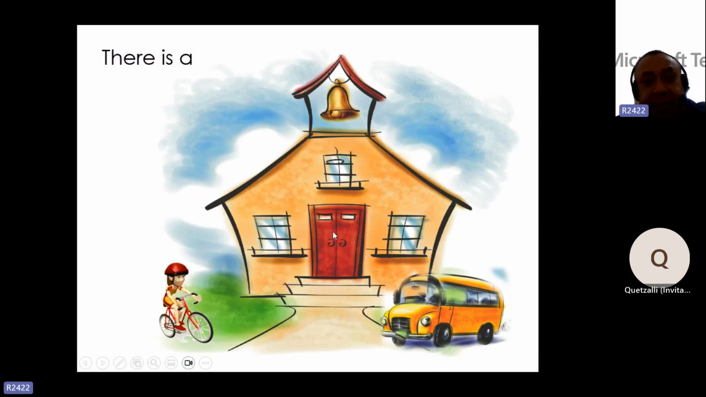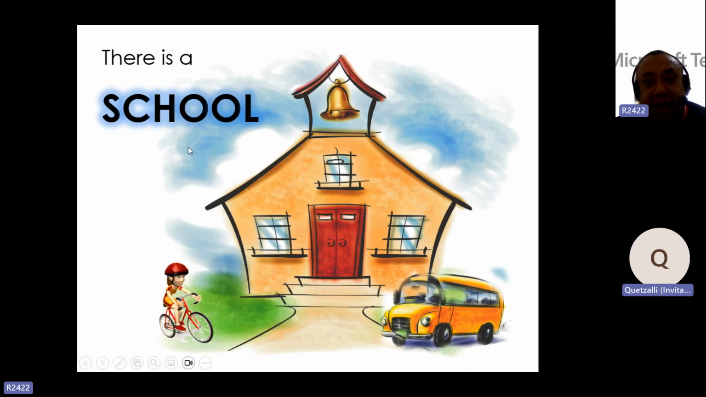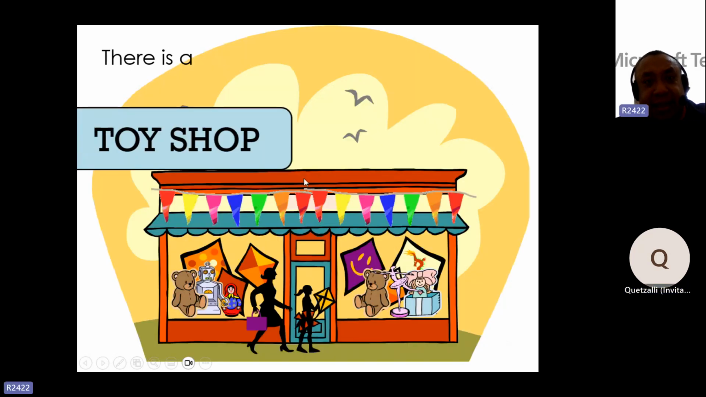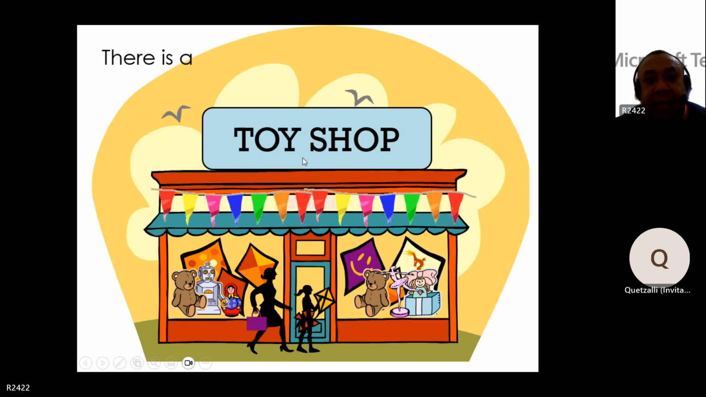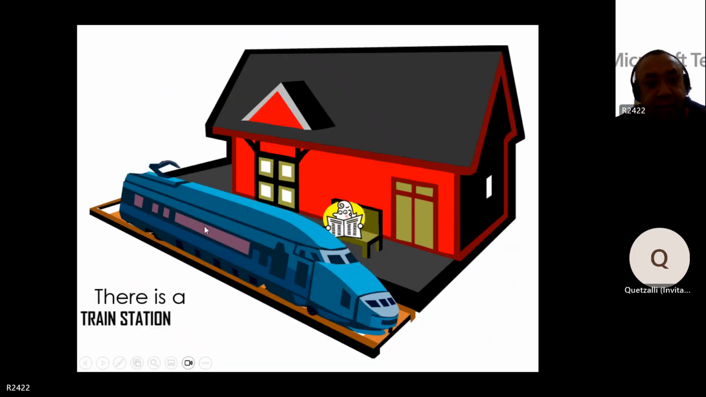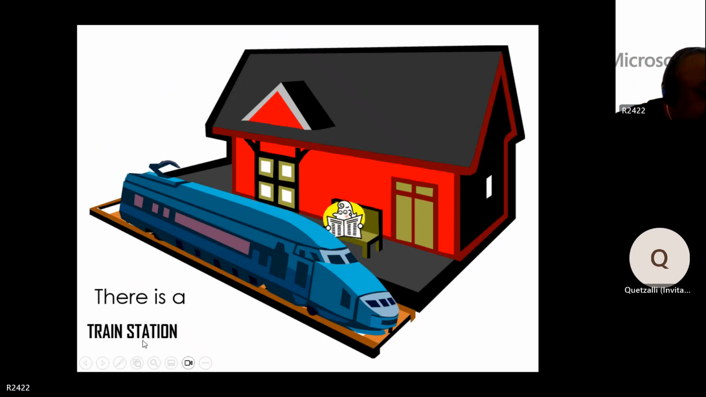Also there is a school. What is this? A bell, very good. A toy shop. How do you pronounce this? Can you please pronounce it for me? Toy shop, very good. Exactly. And repeat with me, train station. Very good.